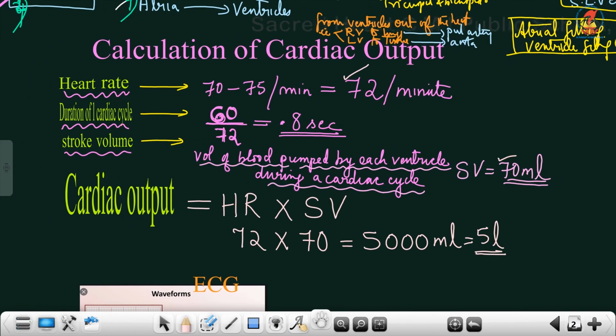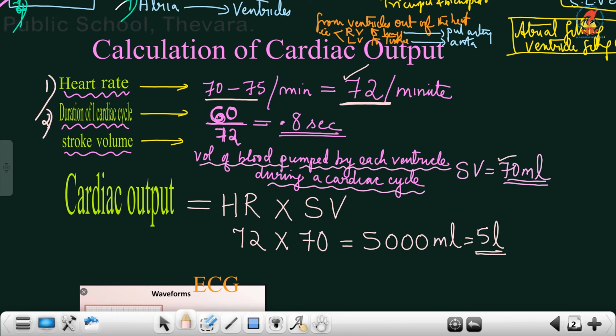For that, we have to know these parameters. First one, heart rate, the number of heartbeats. What is heart rate? The number of heartbeats per minute. It is found to be between 70 to 75, so we take an average of 72 per minute. Second, calculation of the duration of a cardiac cycle: 60 by 72 gives you 0.8 seconds, which is the duration of one cardiac cycle. Third, we are finding the stroke volume.